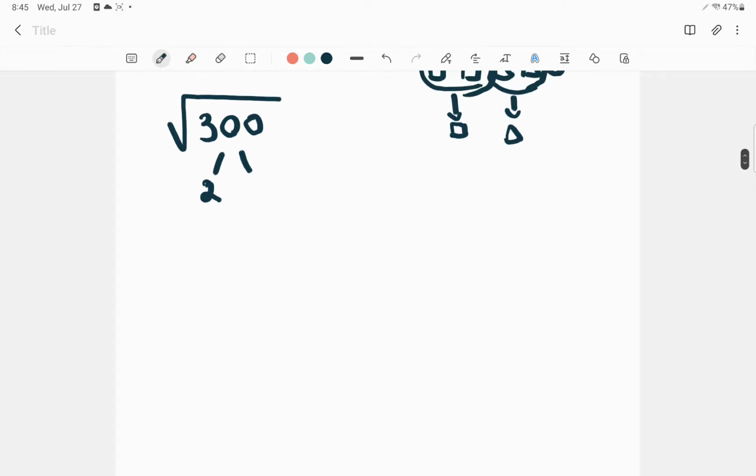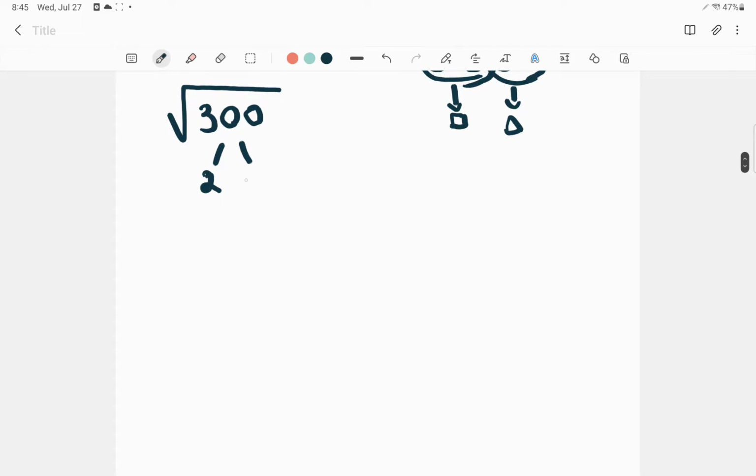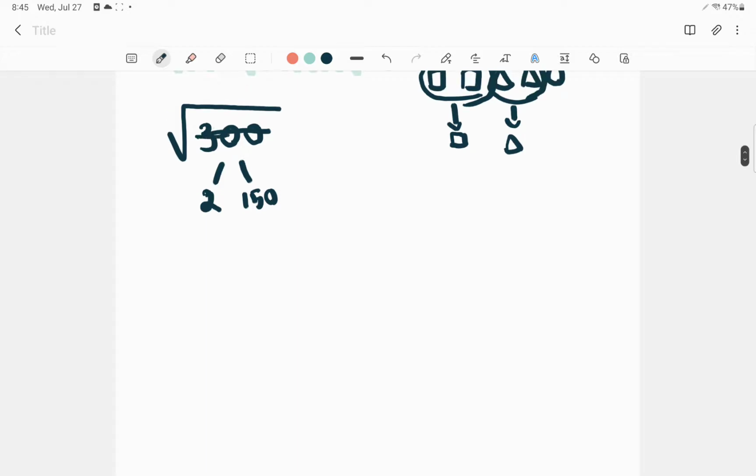So I'm going to divide the whole thing by 2. So 2 and what gives me 300? 2 and 150. When you're working on this, I want you guys to go ahead and put a line on the number that you're finding the factors from. The reason why I want you guys to do this is because we're no longer going to use that number anymore, because we already separated it into 2 different halves.